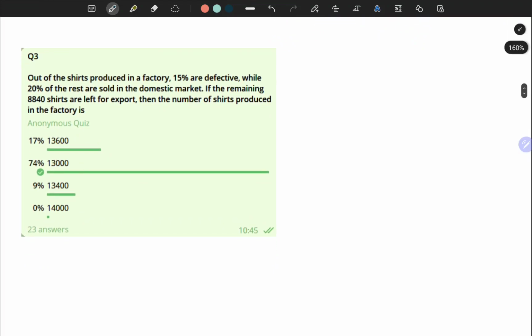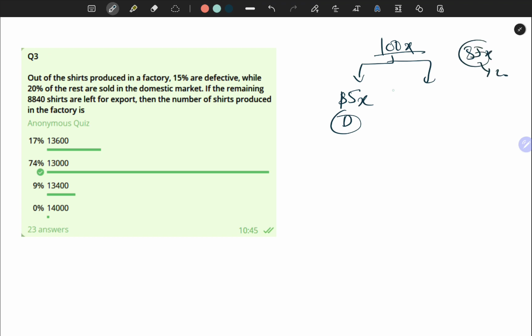Out of the shirts produced in a factory, 15% are defective. Suppose the total to be 100x. 15% are defective means 85 are correct, so defective 15x, and 85x are correct. 20% of the rest are sold in the domestic market. So 85 is left, and 20% of this is 17x, sold in the market. So this much is remaining.